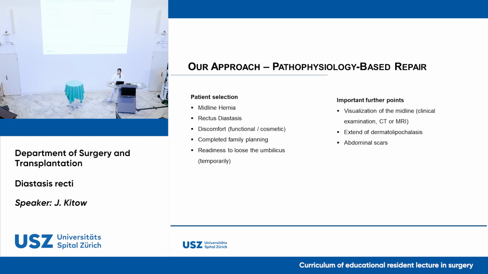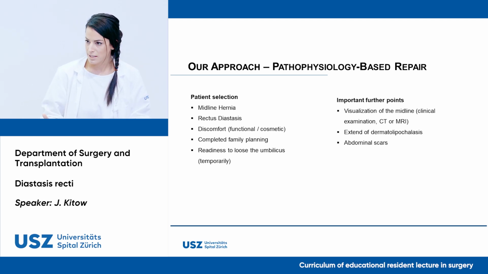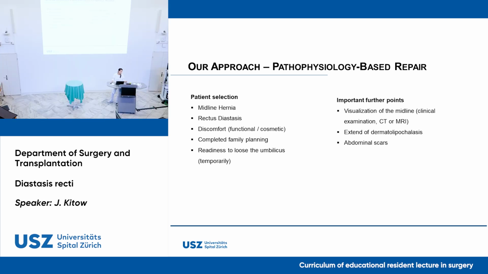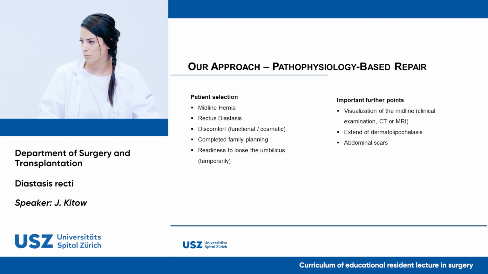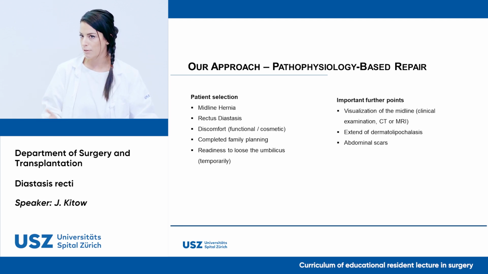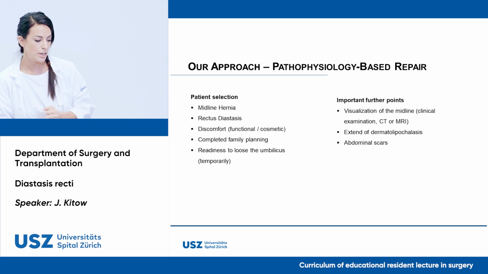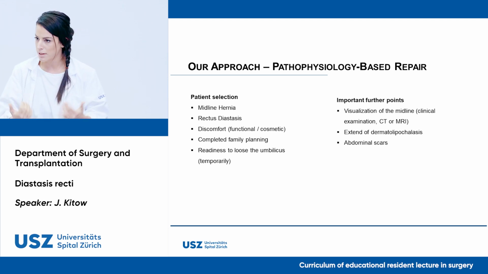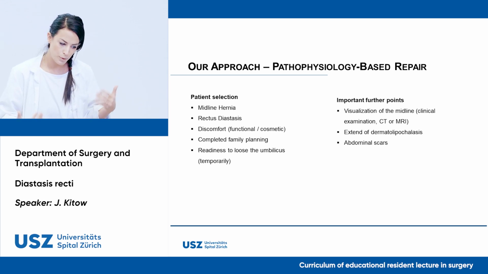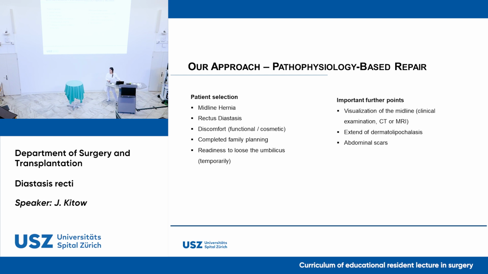And there are further important points we take care of. Actually, we have to visualize the midline, the diastasis rectus abdominis, and see whether there's a concomitant hernia with CT or MRI. We have to know the extent of the dermatolipochalasis. And what's also important is if there have been prior abdominal operations or scars, because if the patient maybe had a median laparotomy before, we would rather use this incision again, or do another one, suprasymphyseal, to be really careful with the vascularization to not harm it.